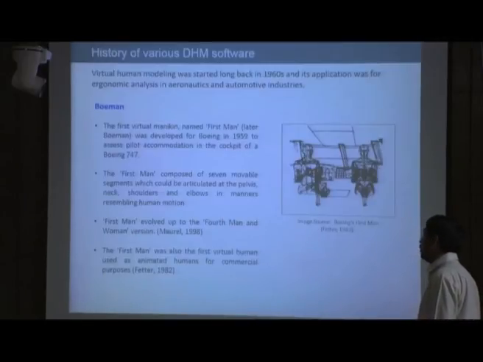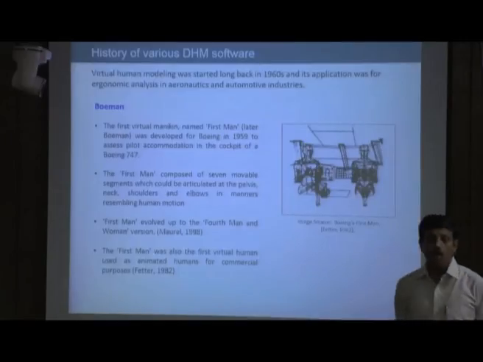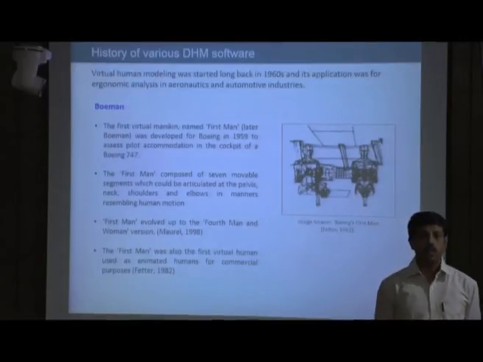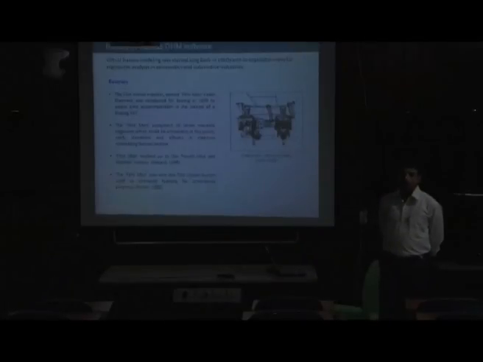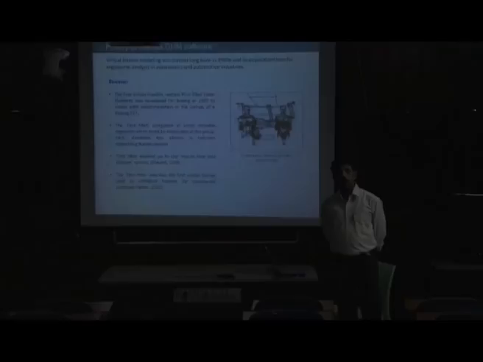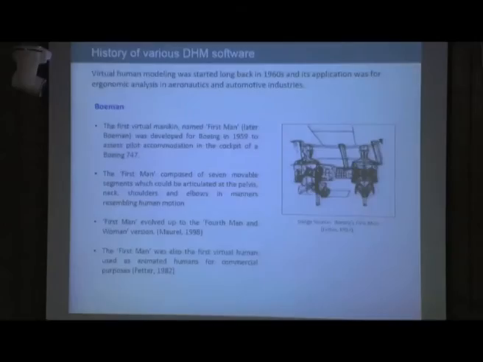Now next we are moving towards the history of various digital human modeling software which developed year after year, starting long back in the 1960s by Boeing Corporation, USA. They developed the first digital human model, which is known as Boeman. So we are starting from that software, Boeman. If you look at those models, you will understand they are very primitive in nature.